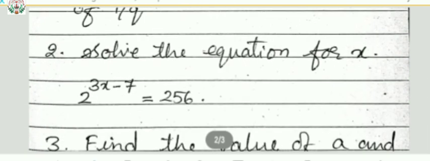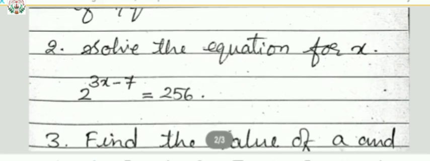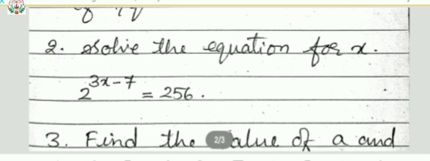Now the second question is, solve the equation for x: 2 to the power 3x minus 7 equals 256. Now you know that 256 we will get as 2 to the power 8.